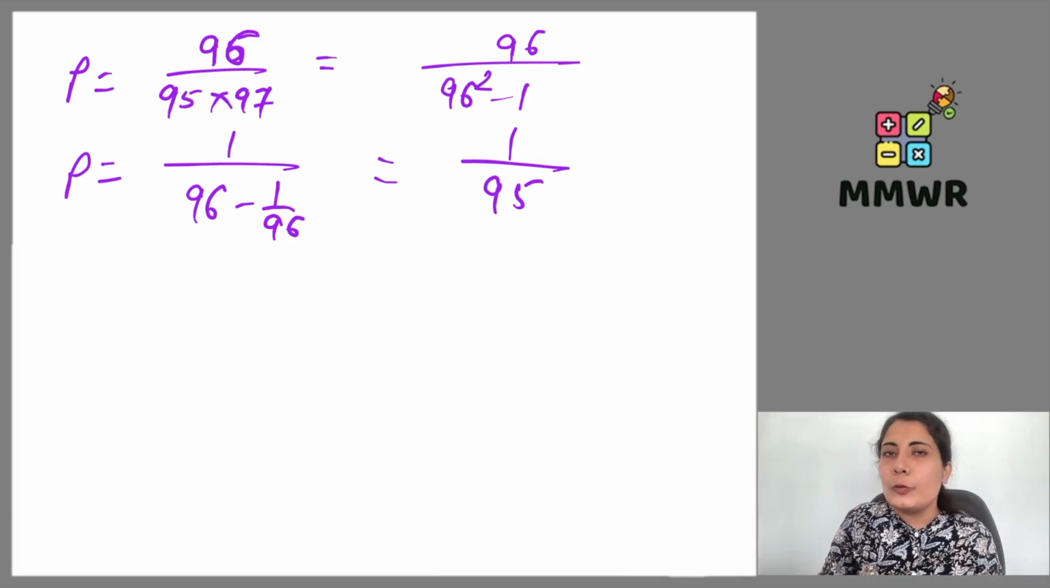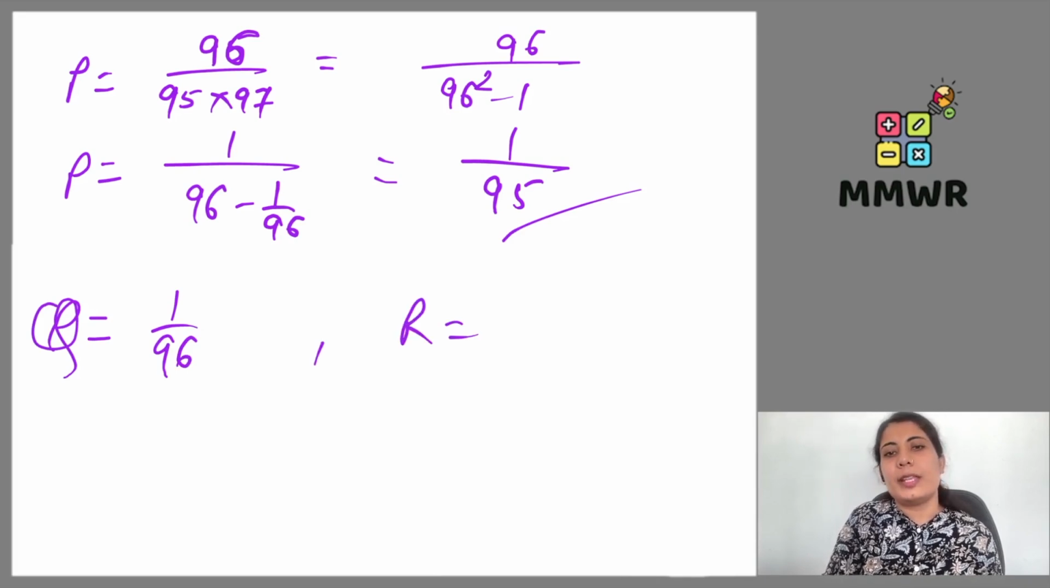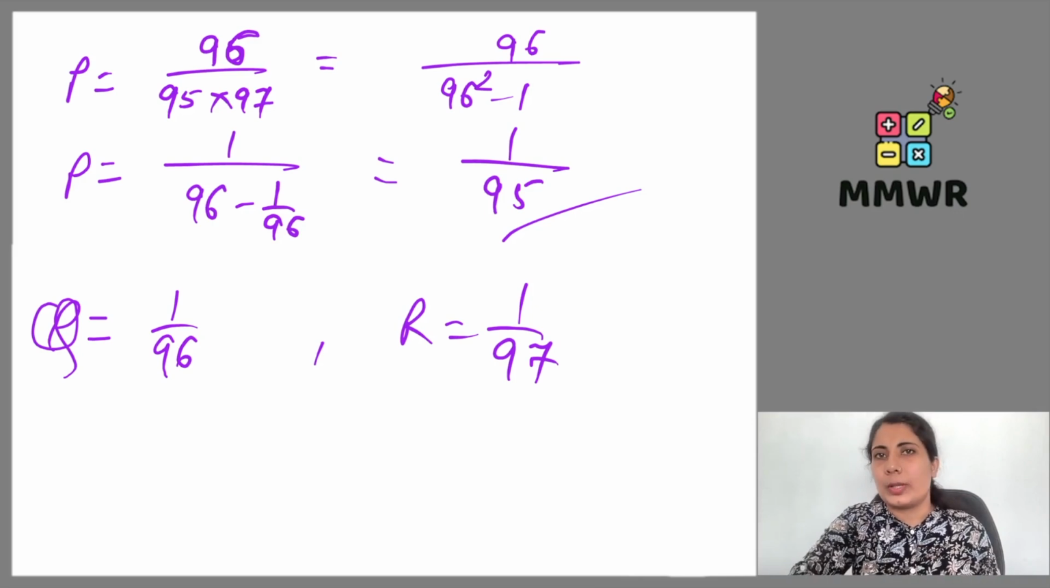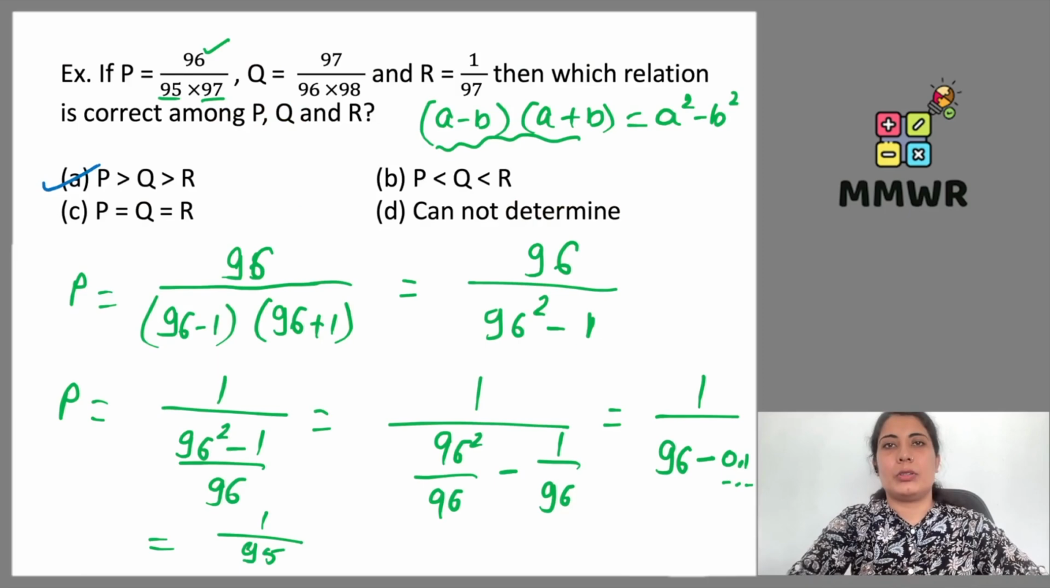So as I got the value for P, similarly I'll be getting the value for Q as well, which is 1 upon 96. And the value for R was already given, 1 upon 97. So numerators are same. The lesser denominator is the bigger fraction. So P is the biggest one and R is the smallest one. So this way we simplified this big calculation also.